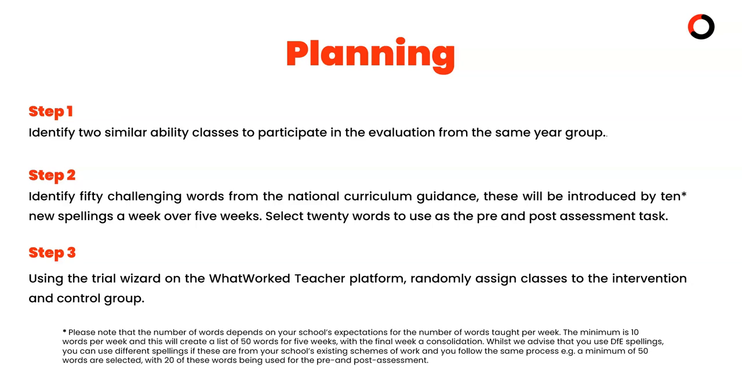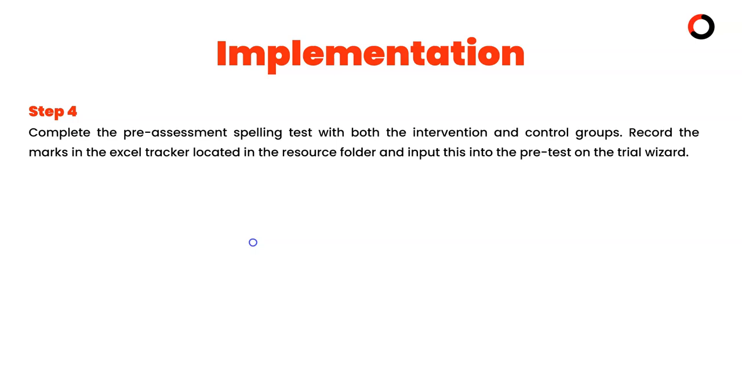Step 3. Using the trial wizard on the What Word Teachers platform, randomly assign classes to the intervention and control group. Implementation. Step 4. Complete the pre-assessment spelling test with both the intervention and control groups. Record the marks in the Excel tracker located in the resource folder and input these into the pre-test on the trial wizard. We do advise, as you're working with class data, for a second teacher to read out the scores while you input these into the platform.